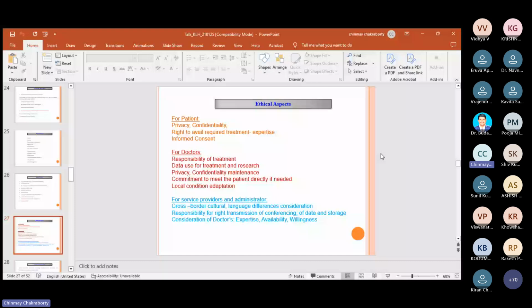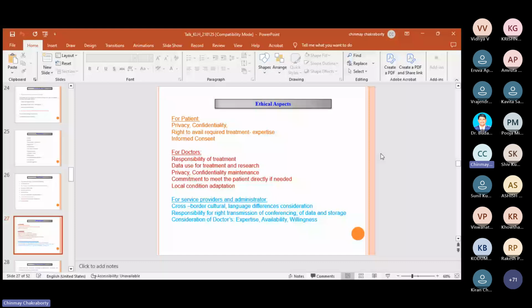For the doctor side, first is responsibility of treatment. Number two is the data used for the treatment and research. Next, privacy and confidentiality maintenance. Next, commitment to meet the patient directly if needed. Then, local condition adaptation. So these are the different areas that belong under the doctor side. On the other hand, this is the service provider and admin sector.